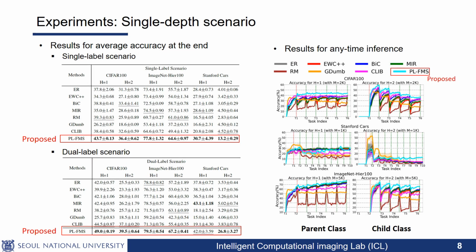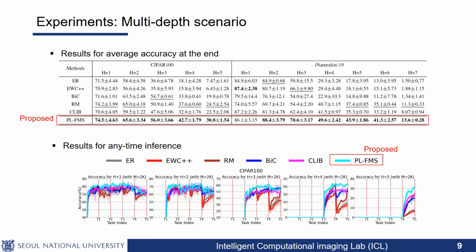This is the experimental result for the single depth scenario. The table demonstrates that the proposed method shows the best final accuracy among the methods on both single label and dual label scenario. Also, the graph verifies that the proposed method outperforms the baselines at any time of inference. Lastly, the proposed method also shows the best performance compared to the baselines for the multi-depth scenario. These results verify that the proposed method achieved better results for all scenarios than the previous methods.